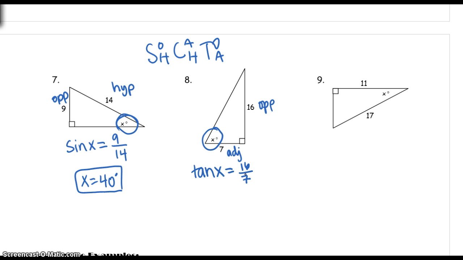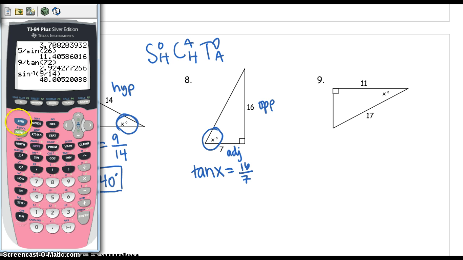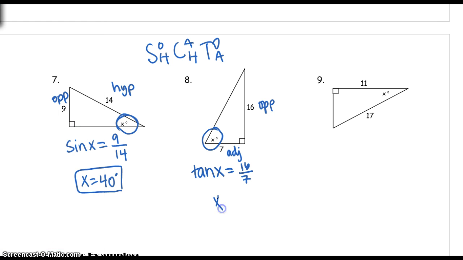And again, we can't type tangent x into the calculator. So that's when we know we have to use inverse. So we do the inverse tangent of 16 divided by 7. And then we're going to round to the nearest degree. This 3 will not affect this 6. So this x is just about 66 degrees.